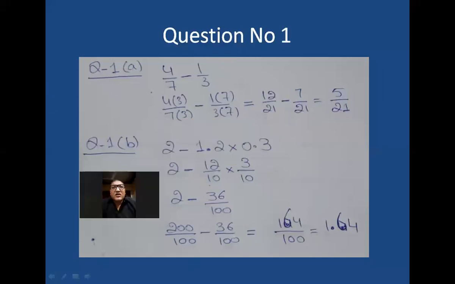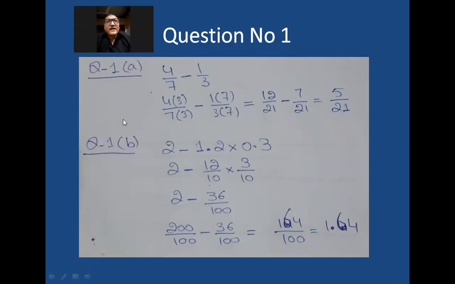Okay, so question number 1, part B, on your screen, you can see that. And 2 minus 1.2 multiplies 0.3. So it will be 2 minus, I will remove the decimal. When you remove the decimal, in the place of the decimal I put downstairs a 1, and after the decimal you count how many digits there are. So 1.2 becomes 12/10, multiply 0.3 will convert into 3/10. So you have 2 minus 36/100.